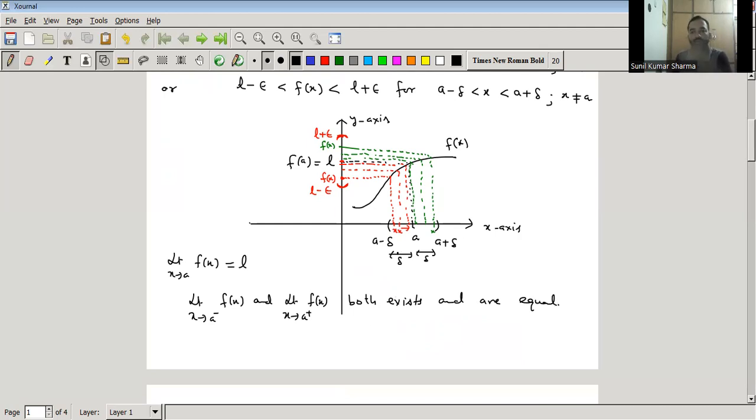In terms of the epsilon delta definition, we can write mod x minus a. If I take x to be here, then the distance between x and a is less than delta, because this whole distance is delta. So x minus a is less than delta. You can take a point here. So we can say mod x minus a is less than delta, and because x is not equal to a, it must be greater than 0. What is my f of x? Mod f of x minus L is less than epsilon. Okay? So this is the epsilon delta definition for the limit.